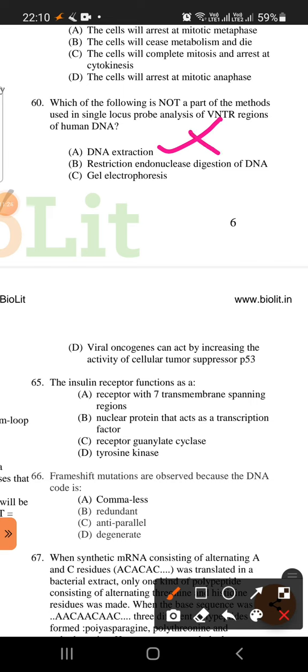It is asking about not. So B is restriction endonuclease digestion. We all know that restriction endonucleases are specific, so they will cut wherever we want.